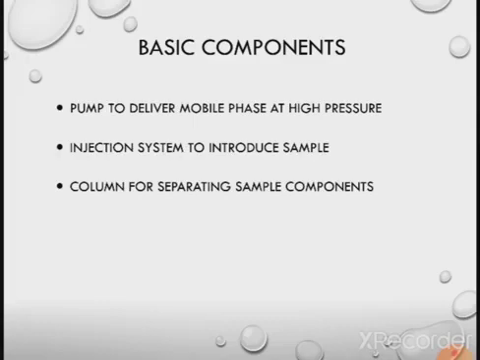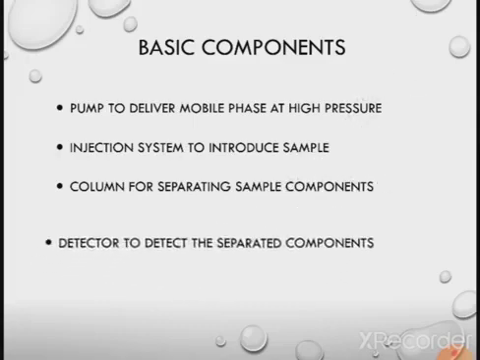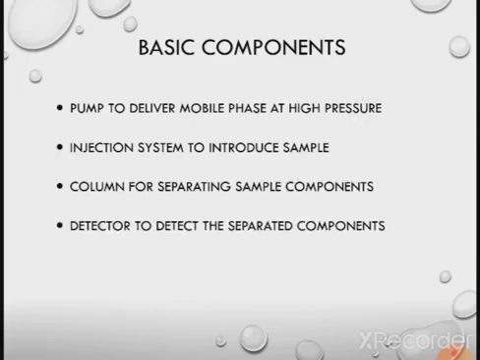So this column is also called the heart of the system. Then the next part is called the detector. The detector is the most important part because it detects the separated compounds, and that's why it has a very crucial role in the analysis.